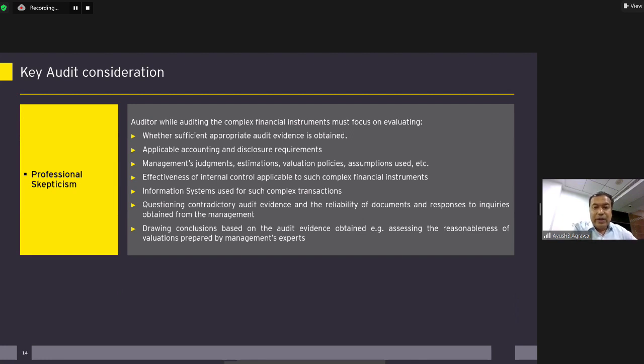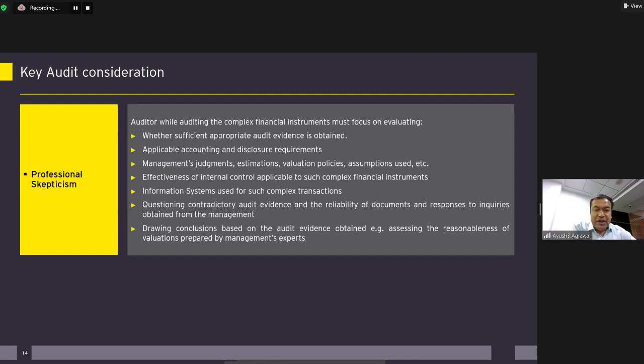So not only to financial instruments, but to every aspect of auditing, the concept of professional skepticism will be applicable. So applying this in financial instrument also, as an auditor, we need to make sure that sufficient appropriate audit evidence for all financial instruments have been obtained. All the applicable accounting and disclosure requirements have been taken care of. The management's judgment with regard to the financial asset or a financial liability, the management's estimation, valuation models, assumptions have all been vetted upon, and the auditor is comfortable with regard to the same.